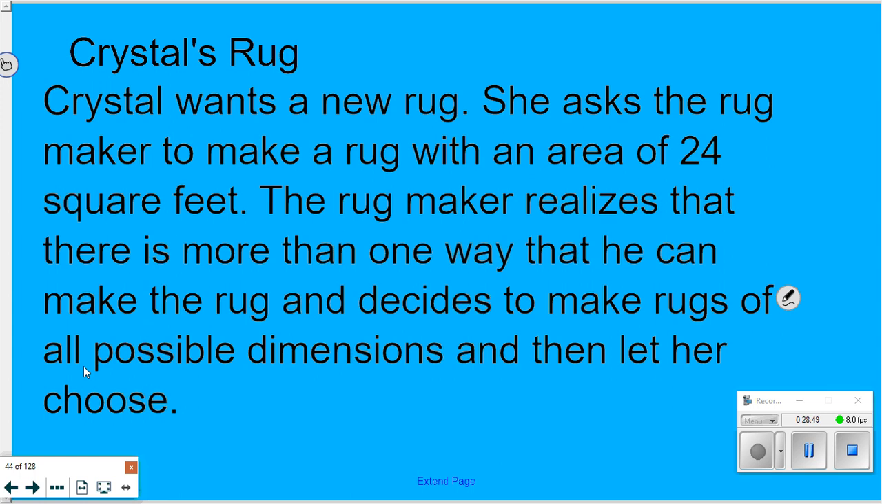The rug maker realizes there is more than one way that he can make a rug with an area of 24 square feet. And he decides to make all possible rugs and let her choose which one she wants. There's not 24 possible ways. There's not 10 either. So you're going to have to work with your partner to come up with some options that the rug maker could say, this will give you an area of 24 square feet for your rug. Are there questions about what we're going to be thinking about?